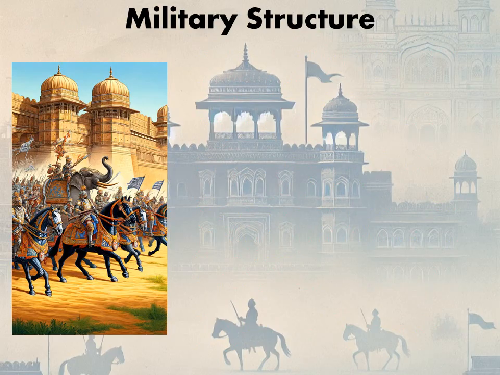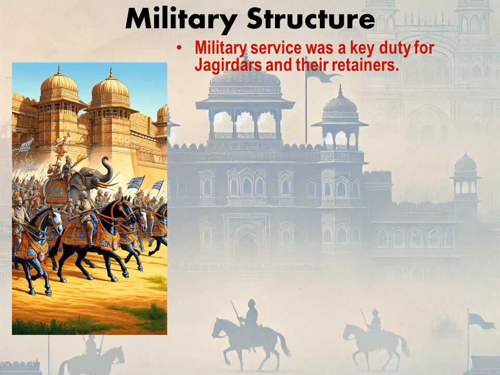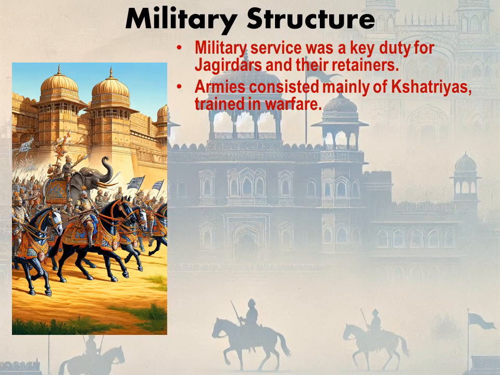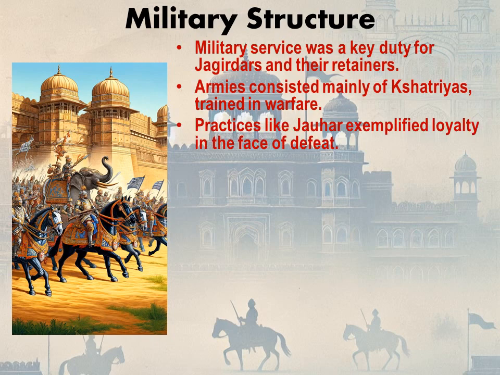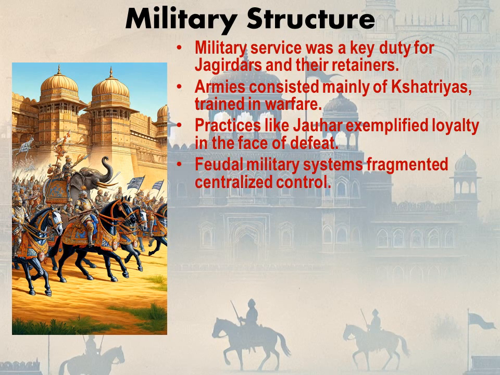Military structure. Military service was a key duty for jaigirdars and their retainers. Armies consisted mainly of Kshatriyas trained in warfare. Practices like Jauhar exemplified loyalty in the face of defeat. Feudal military systems fragmented centralized control.